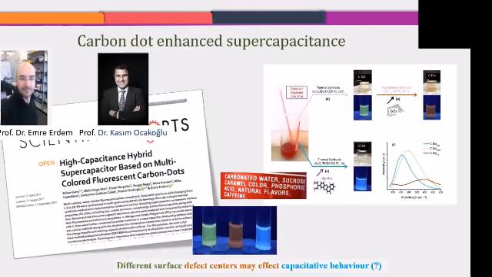So when we have a talk about carbon dots and application to supercapacitors, we first think of that the different color means that they have different defect centers. So how these defect centers affect the capacitive behavior? So we made multicolored fluorescent carbon dots from the gas cola drink. So why we use the gas cola drink? Because it has high amount of sugar inside and high amount of carbonous material.